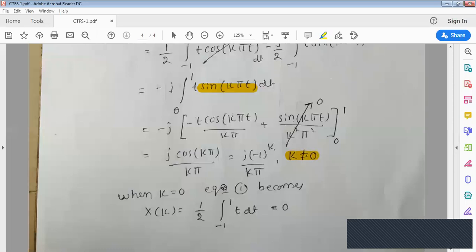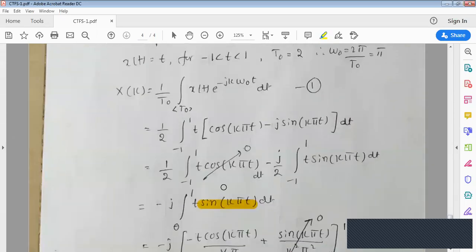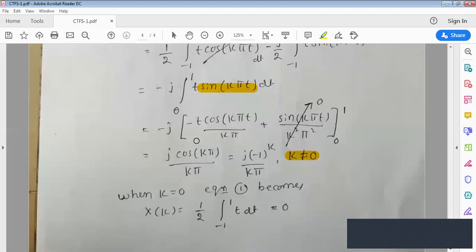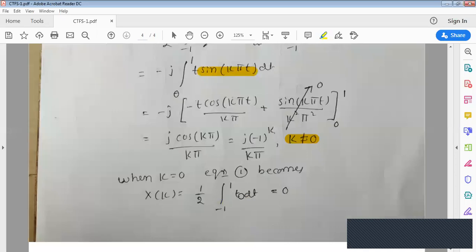What happens when you put k equal to 0? Go back to equation 1. When you put k equal to 0, what happens in this equation? This term completely cancels. You get cos of 0, that is 1. You are going to get only t. So 1 by 2 integral from minus 1 to plus 1 of t. That's what I have written here. So what is the integration? T square by 2. When t is 1, it will become 1, minus t square when t is minus 1, which also gives you 1. 1 minus 1 will give you 0. Therefore, x of k will become equal to 0. Is it clear to you?